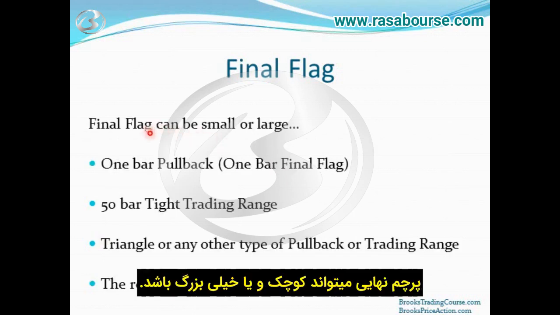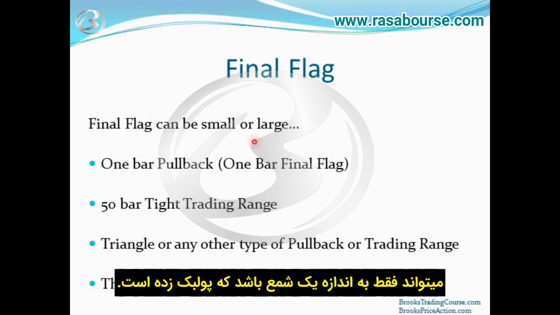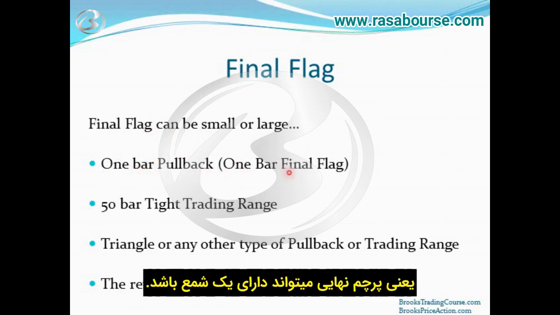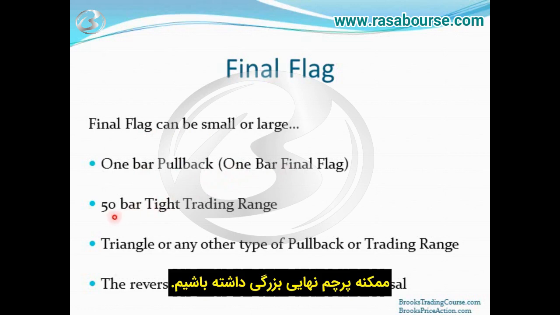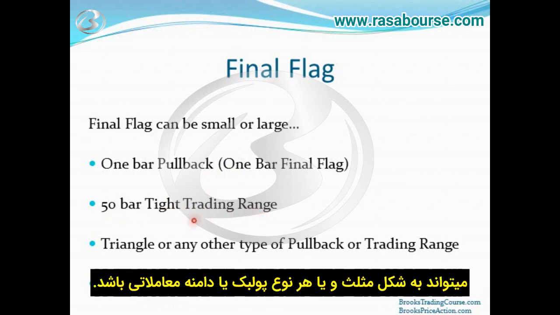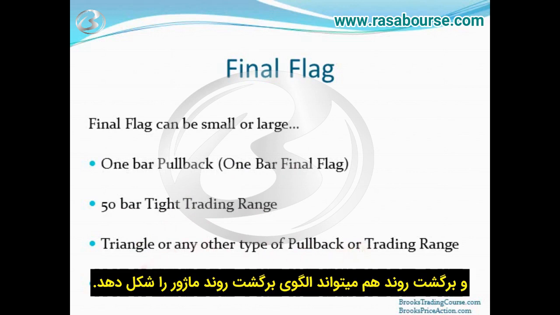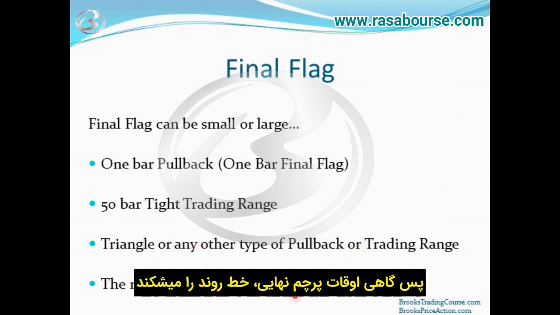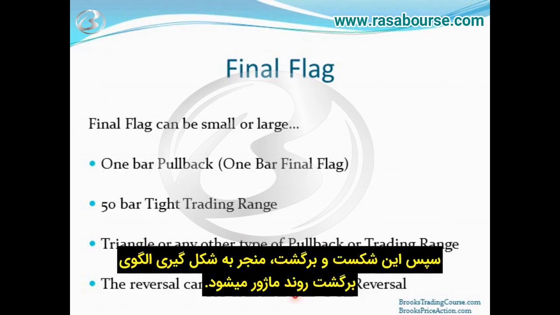Final flag can be small or it can be very large. It can be a one bar pullback. You can have a 1 bar final flag. You can have a very big final flag. It can be 50 sideways bars in an extremely tight trading range. It can be a triangle or any other kind of a pullback or trading range. And the reversal itself can be a major trend reversal. So sometimes final flags break the trend line, test the moving average, and then the breakout and reversal create a major trend reversal.